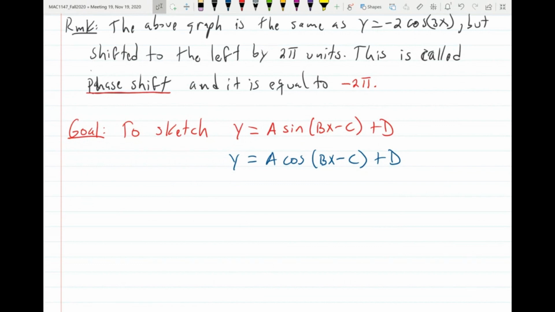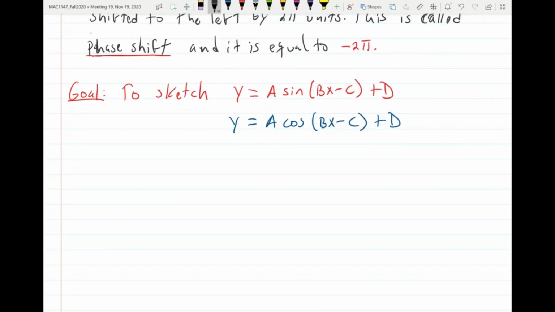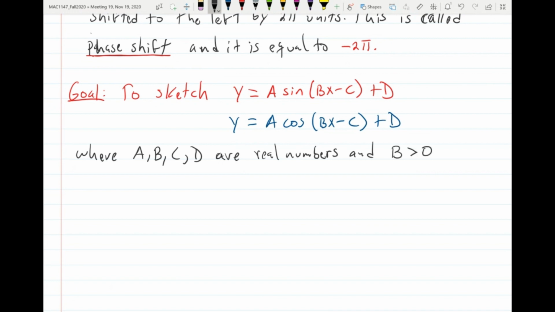Again, for sine and cosine, it's actually the same thing. Whenever I talk about period, phase shift, amplitude, and midline, it is the same thing for sine and cosine. So here the goal is to sketch this type of functions where a, b, c, and d are constants. These are real numbers. And the only condition that I will impose is that I want b to be positive. And I want you to understand that this is not really a restriction.